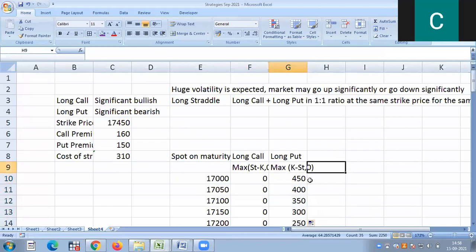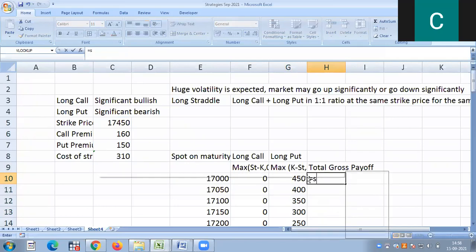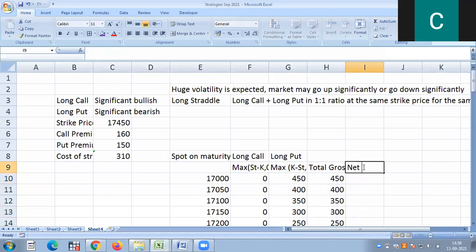How much is the total gross payoff? Both call and put together. 0 plus 450. How much is it? 450. So that way we can do. What is the net payoff here? 450 minus how much did you spend? 310. So net payoff is 140.